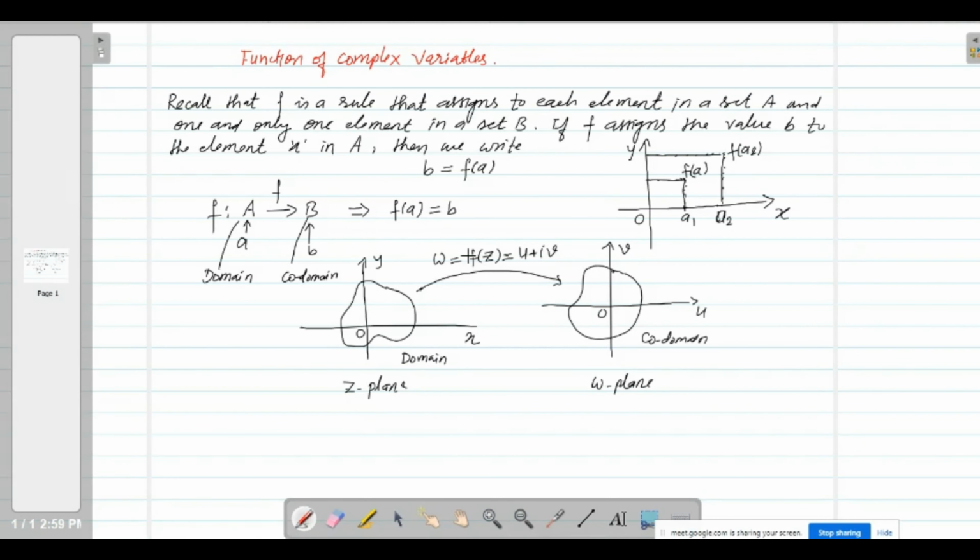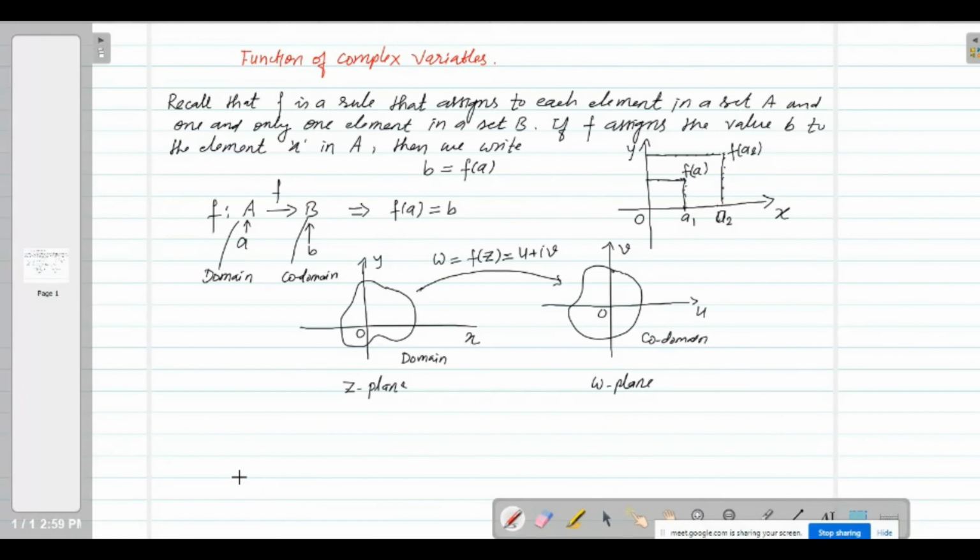Why is this called a function of complex variable? Because here z and omega both are complex quantities. That's why it is known as a function of complex variable. Getting? Yes or no? Let us see the definition.